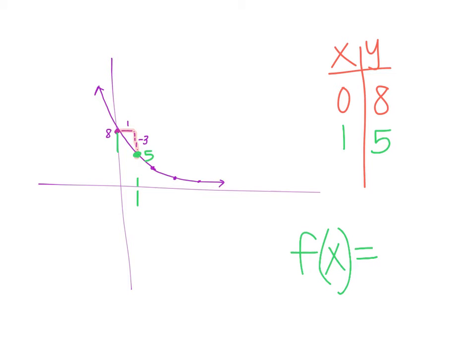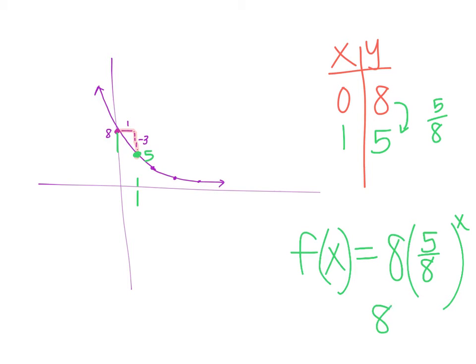First thing, I know my initial value is 8. I need to find the multiplier, and to do that, use your table. To get from 8 to 5, you can do 5 divided by 8 and see what that is. I don't think that's a nice decimal, so I'll just keep it as 5/8 to the x power. Actually, that is a nice decimal, so I can rewrite this as 8 times 0.625 to the x power. That would be my multiplier.